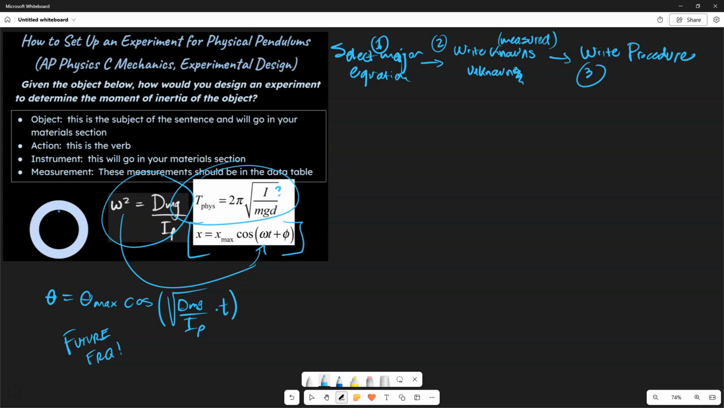So let's think about what we would do with this. In terms of what we would need to measure, let's think about the things that we could measure. We actually could measure the period. It wouldn't be hard to do.